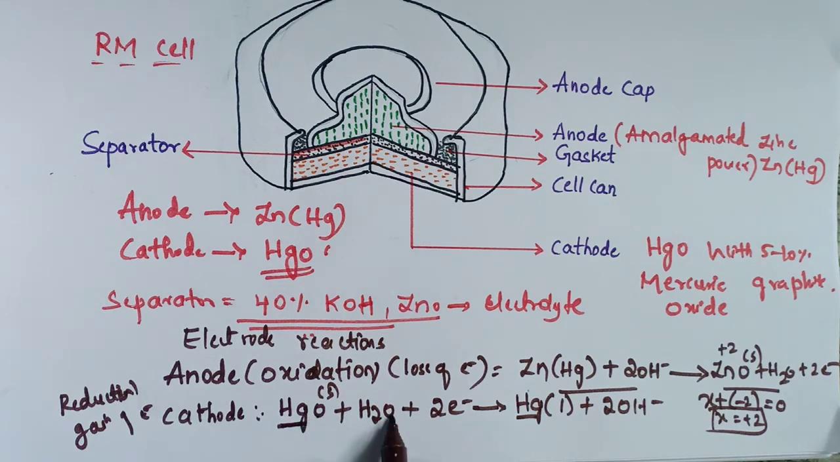So 2 oxygens and 2 hydrogens are present. The hole will become 2OH minus, like this. This is the reaction at the cathode. So now coming to the overall reaction.